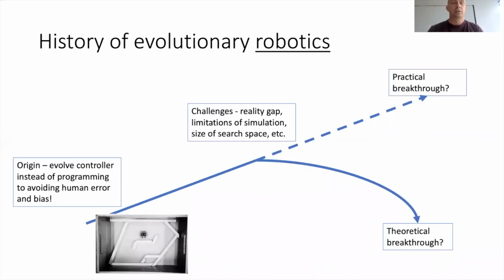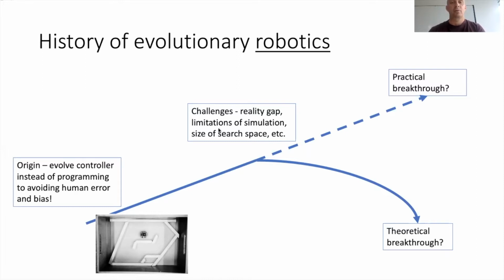If we look at evolutionary robotics from a helicopter perspective, we can see that in the early start, there was really a great excitement. We could evolve controllers instead of programming to avoid human error and bias. I think you can see this in a lot of the papers. There was this excitement that maybe in the future we never need to program. It's much better just to evolve controllers.